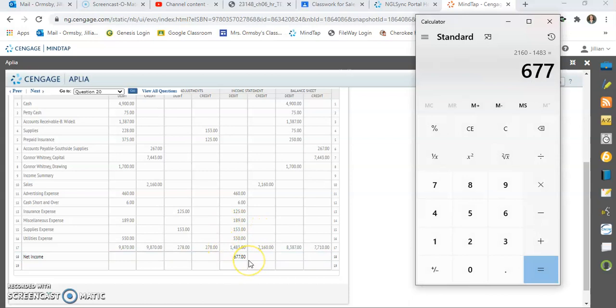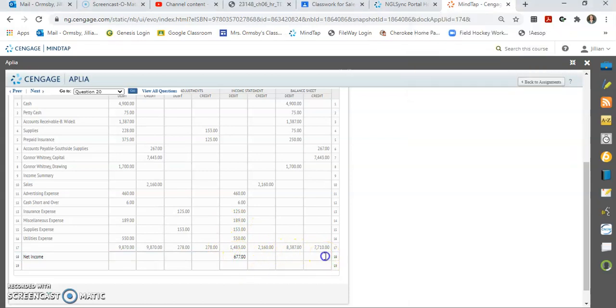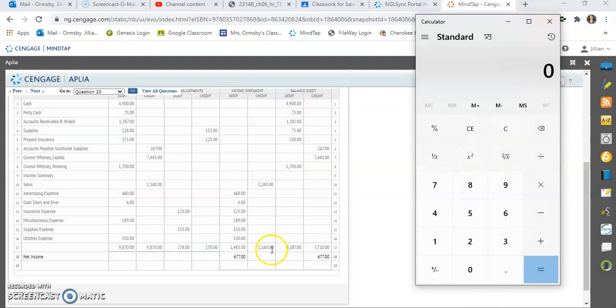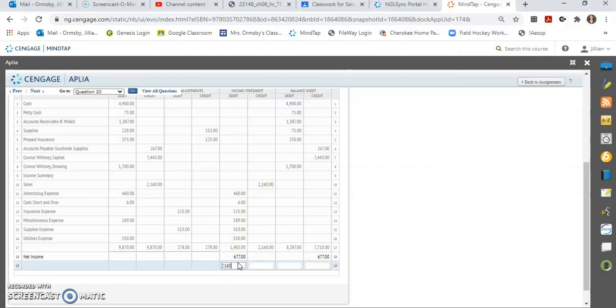677. Now remember, when it's a net income, you extend that amount all the way over to the other side, 677. And then what we do is we add these two numbers, so $1,483 plus 677 equals 2,160. Bring this amount down, 2,160. If you did all correctly, these two will match.